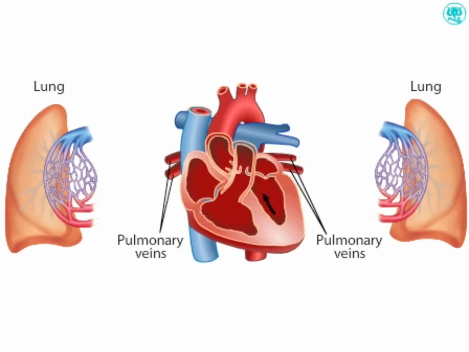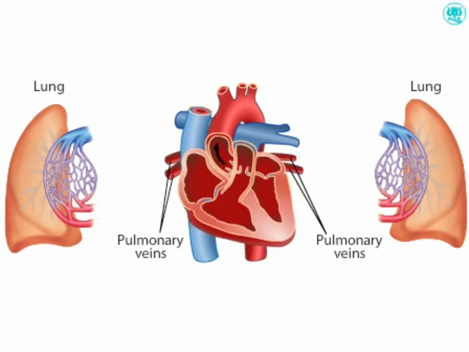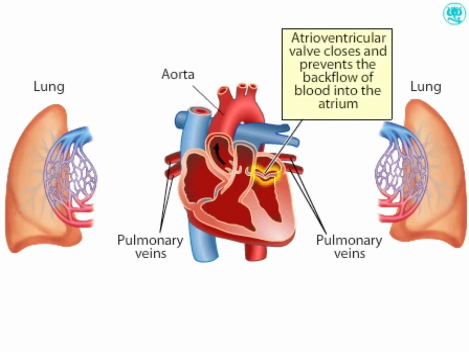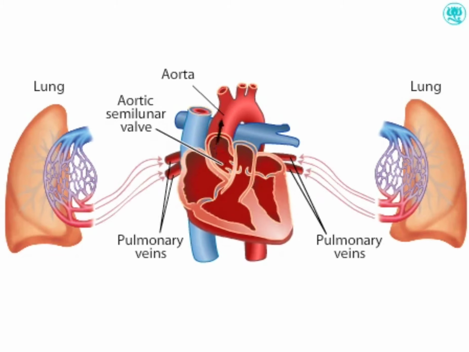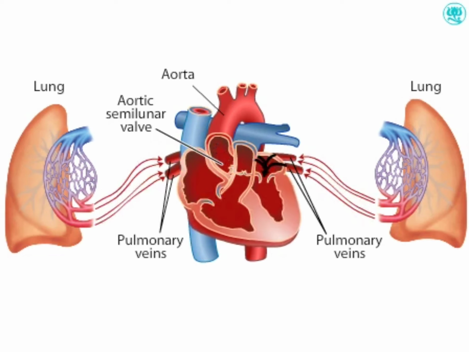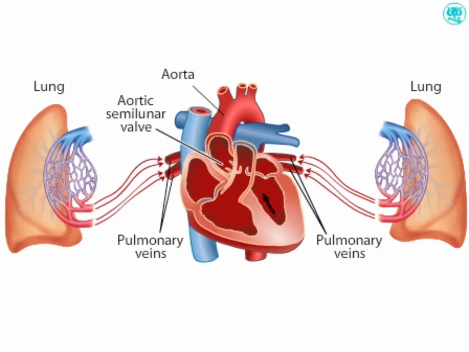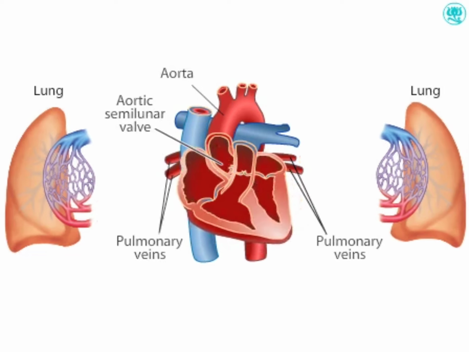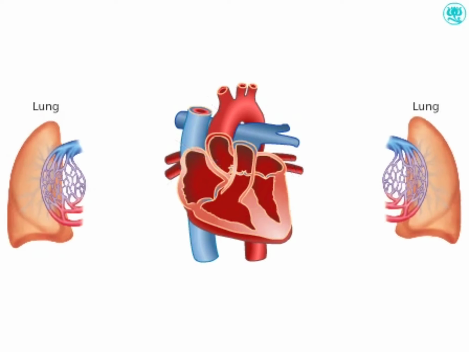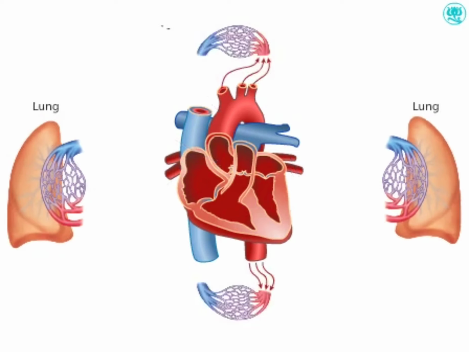The contraction forces the blood to exit into an opening that leads to the largest artery in the body, the aorta. The atrioventricular valve closes and prevents the backflow of blood into the atrium. The aorta is closed off from the left ventricle by a one-way valve, the aortic semilunar valve. It is oriented to permit the flow of the blood out of the ventricle, but it snaps shut in response to backflow. Many arteries branch from the aorta, carrying oxygen-rich blood to all parts of the body.